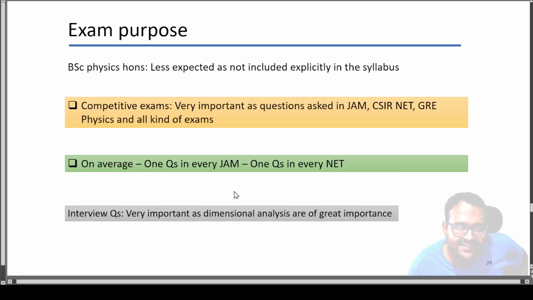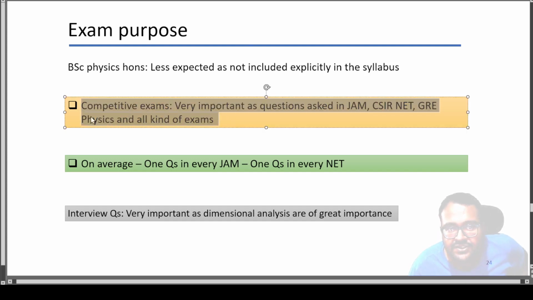So, that's it. For exam purpose, in BSc theory courses, we may not expect questions from here. It is not explicitly mentioned in the general syllabus. If your university does mention it, then of course questions may come. But dimensional analysis is very important in competitive exams. Questions are asked in IIT JAM, CSIR NET, GRE physics, and all kinds of exams. On an average, one question in every JAM is related to dimensional analysis. One question in every CSIR NET is directly from dimensional analysis, or sometimes it is hidden, but you need to apply dimensional analysis.